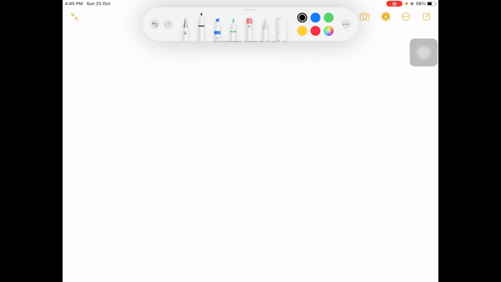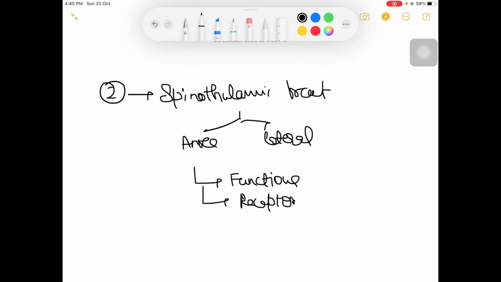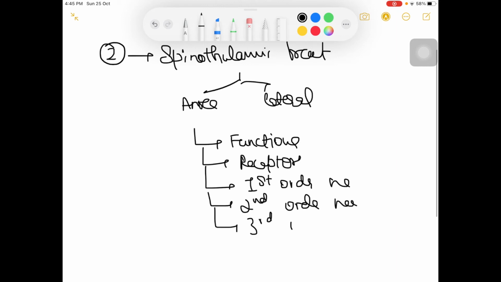So now let's decode our second tract, that is spinothalamic tract. So yes, spinothalamic tract is of two types, anterior and lateral. Okay, so what are the bullet points that we need to answer: what are their functions, what are the receptors involved, what are first order neurons, what are second order neurons, and what are third order neurons.